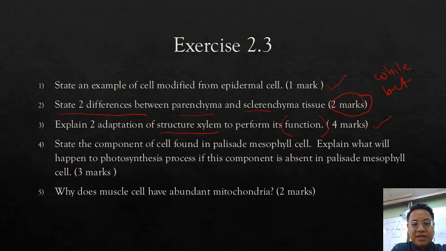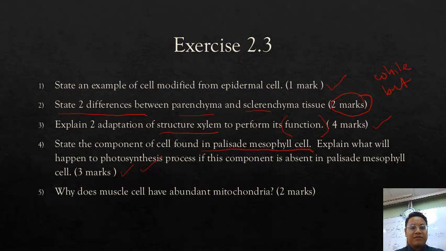Now number 4. State the component of cell that is found in abundance in palisade mesophyll cell. Explain what will happen to the photosynthesis process if this component is absent in palisade mesophyll cell. So we know that one of the key organelles to perform photosynthesis process is chloroplast. So what happens if there is no chloroplast? You answer these, 3 marks.